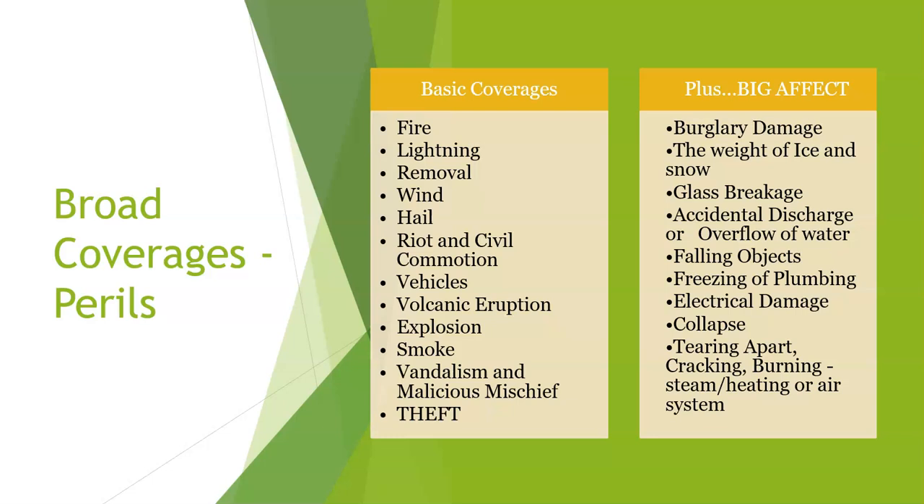So an HO4, which is a renter's policy, will have broad coverages. So in order to know what's covered in a renter's policy, what perils are covered, you're going to want to know your broad coverage perils, which is your basic coverage perils, including your BIG EFFECT.